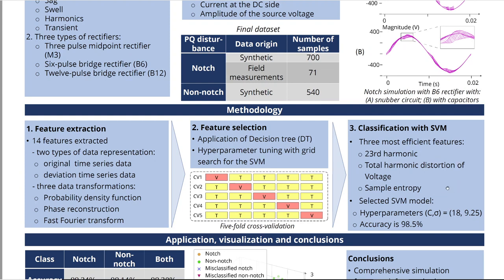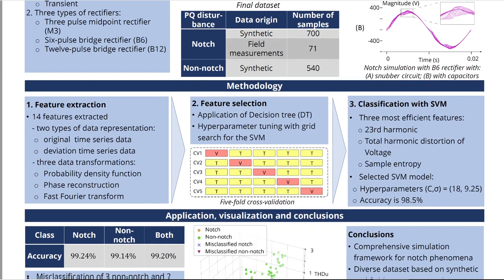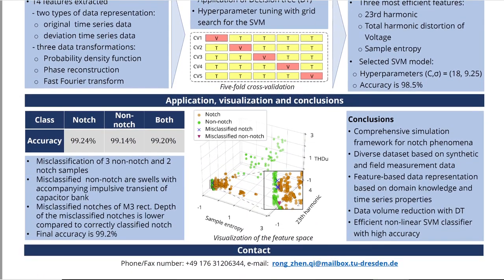The selected SVM classifier has achieved an accuracy of 98.5% for the validation data. And finally, the method was applied. It has achieved a total accuracy of 99.2% for the testing data. Among all the samples in testing data, only 3 non-notch and 2 notch samples were misclassified.